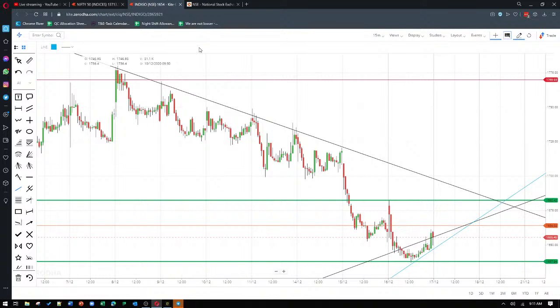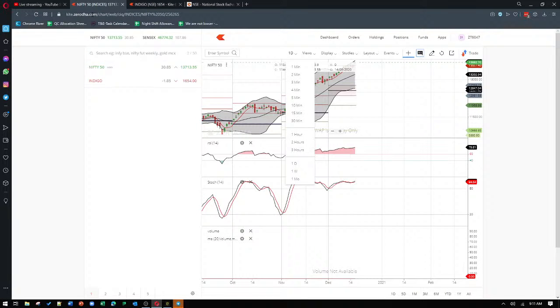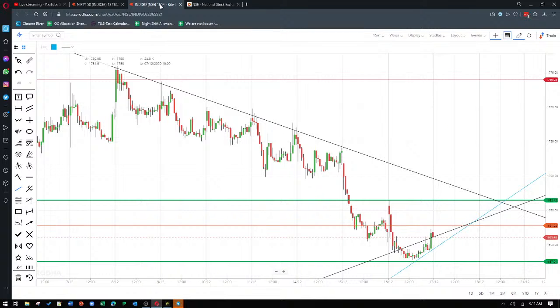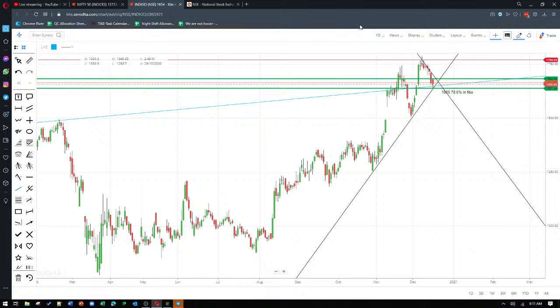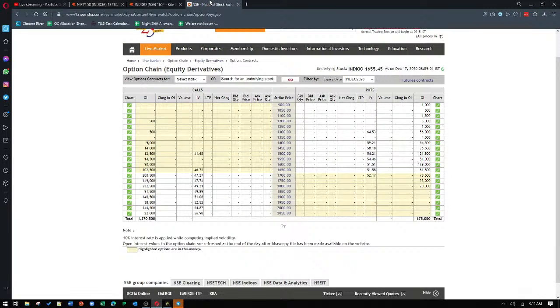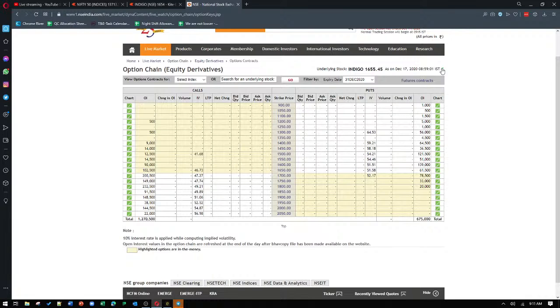So let us look at what's happening with Nifty. Nifty is 30 points up, and IndiGo is gap down. I wouldn't say it's a gap down because it's just 1.85 from the previous close. So let us wait for the market to open.